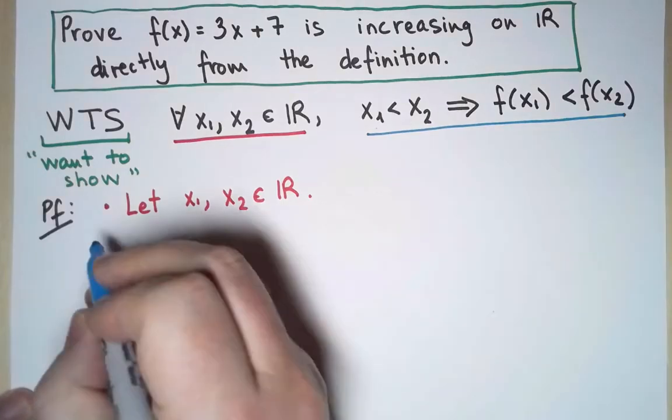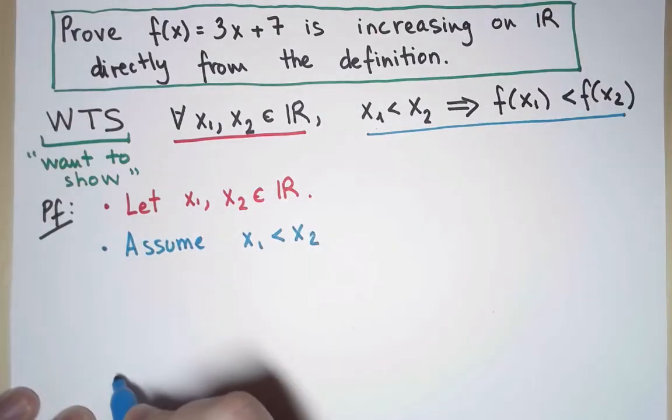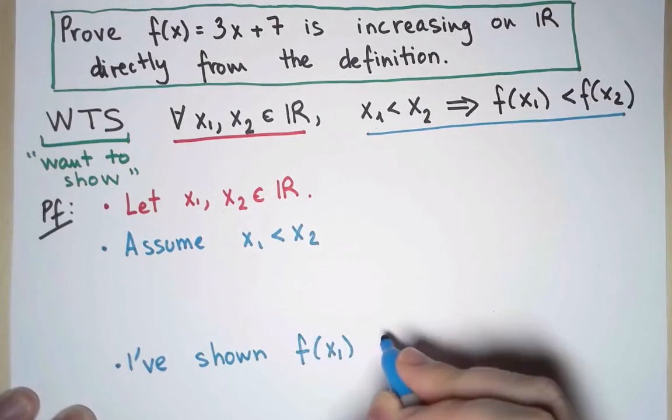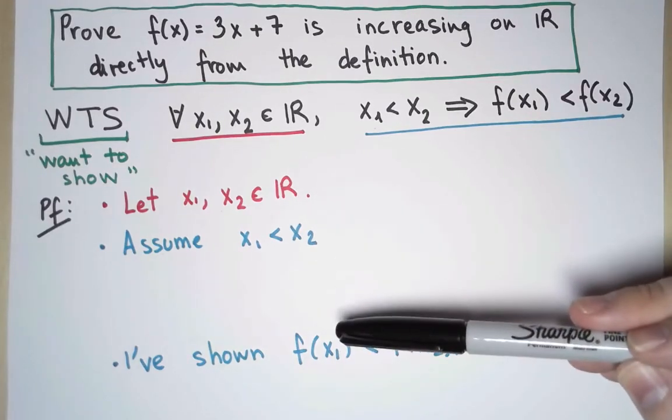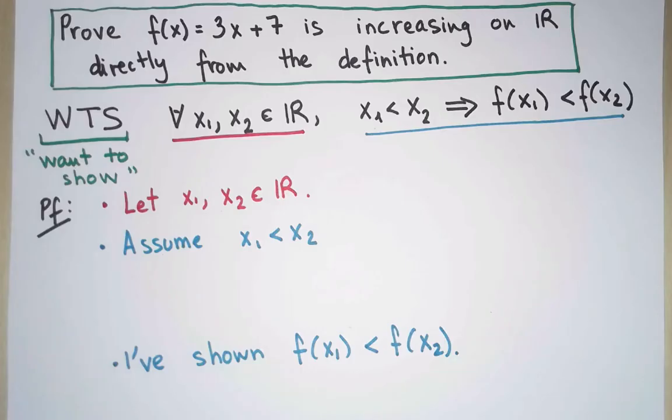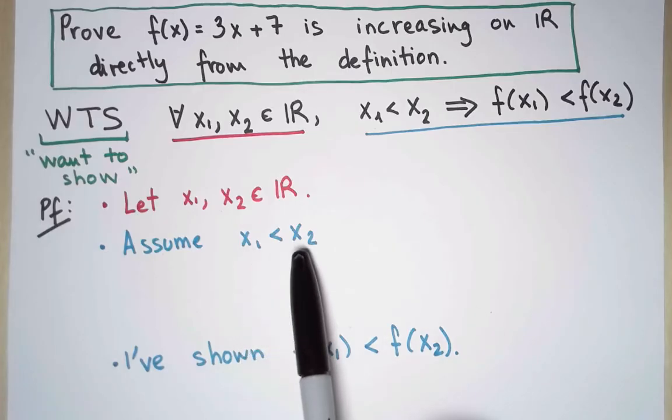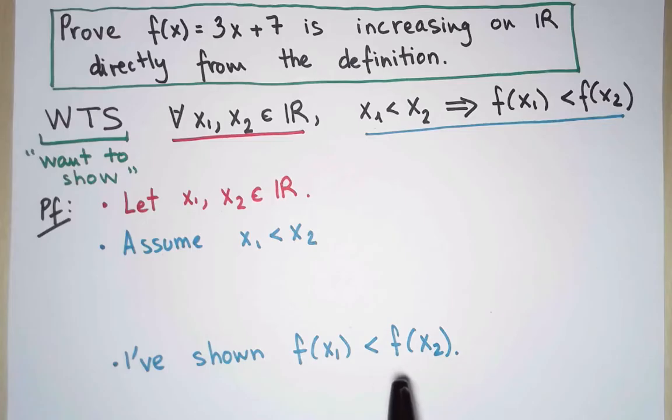In order to prove an implication, I need to assume the if part and hopefully conclude the then part. And what comes here in the middle may be short, may be long, may depend on the case. In this case, it's going to be just a little bit of algebra. And that's it. This is the structure of the proof. So how do I go from x1 less than x2 to f of x1 less than f of x2?